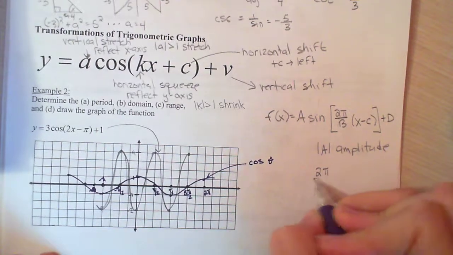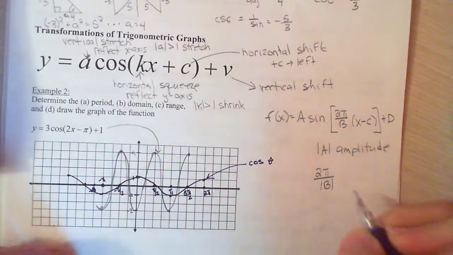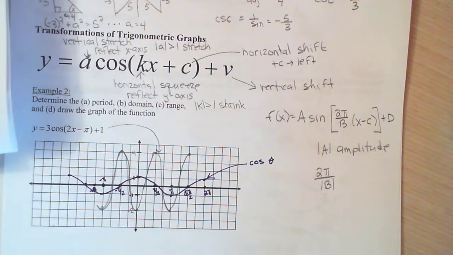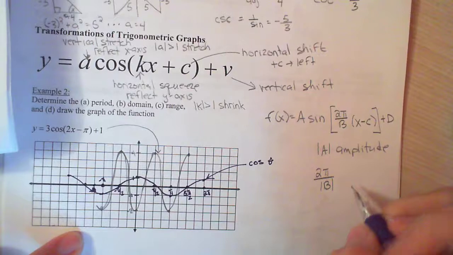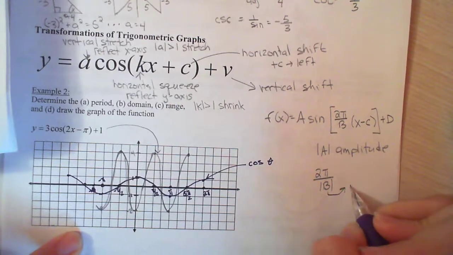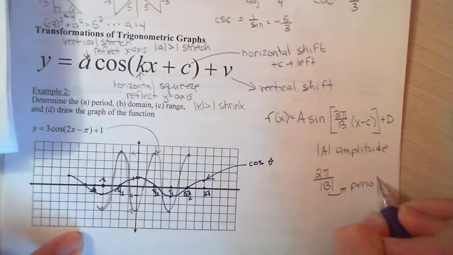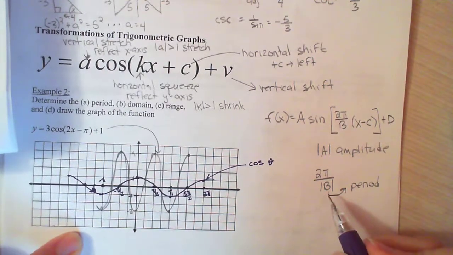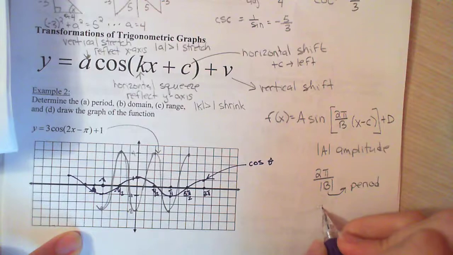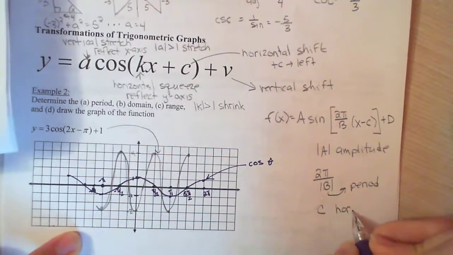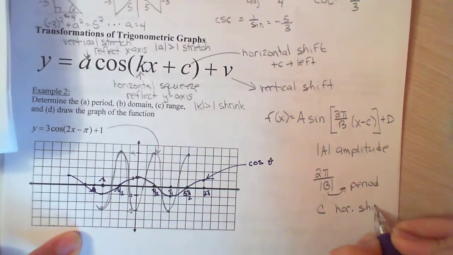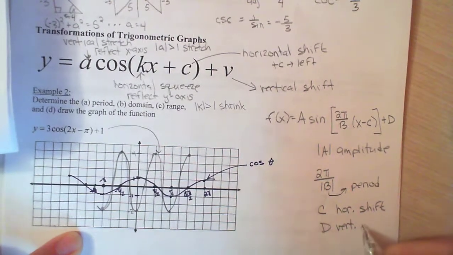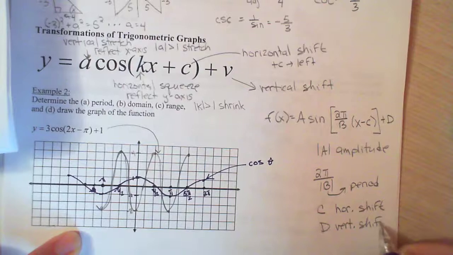So 2 pi over the absolute value of b gives you the period. This 2 pi over b is how you calculate the period. So C is a horizontal shift, and D is a vertical shift, so up and down.